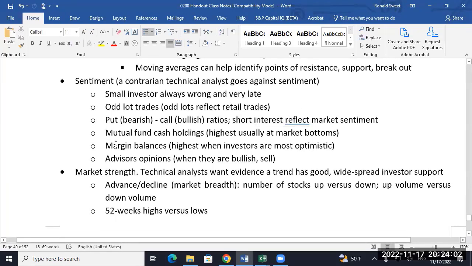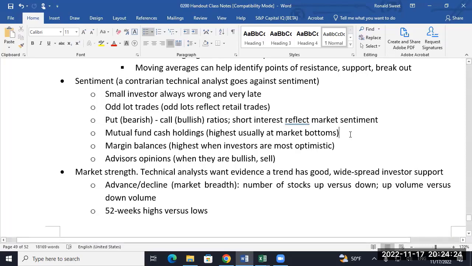Mutual fund cash holdings are usually highest at market bottoms. Even though they're institutional investors, they're more marketers than they are investors. So institutional investors are usually pension plans and hedge funds and those types. Mutual funds look more like retail investors because they're trying to appease the retail crowd.